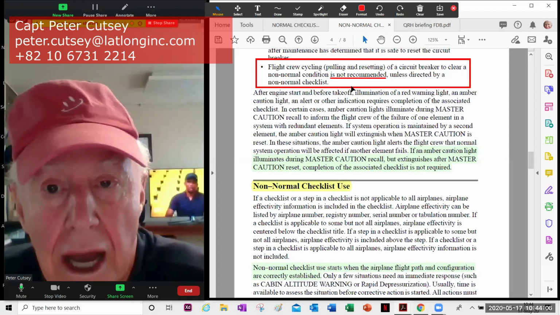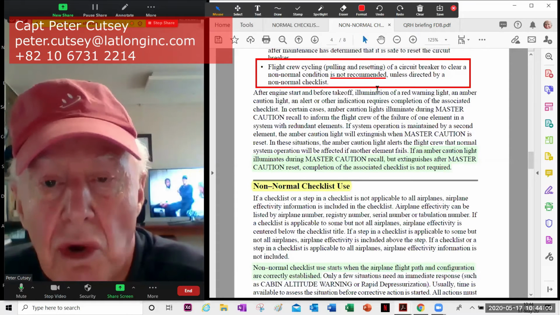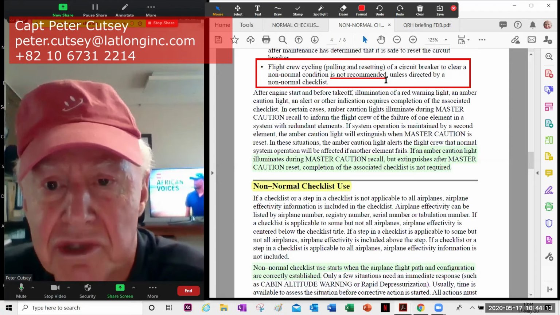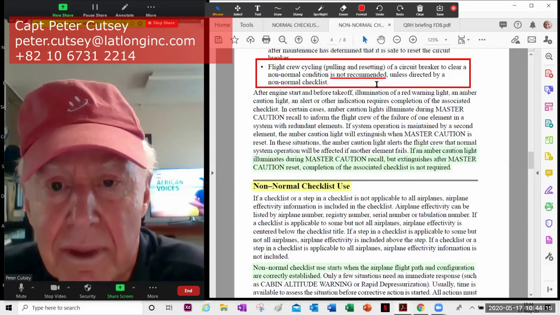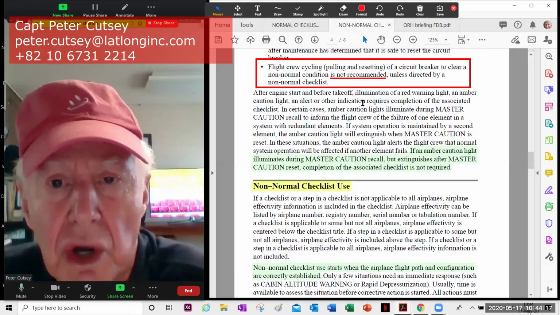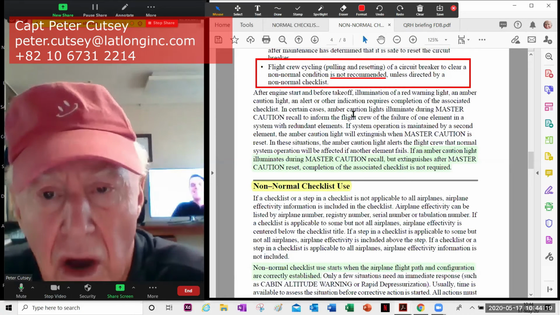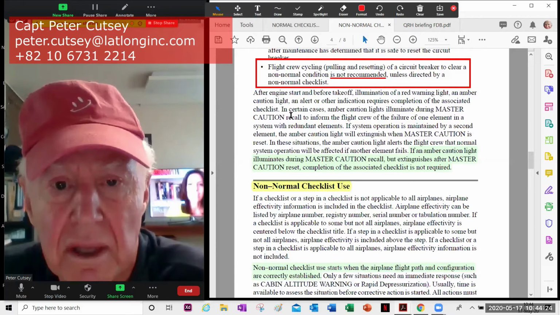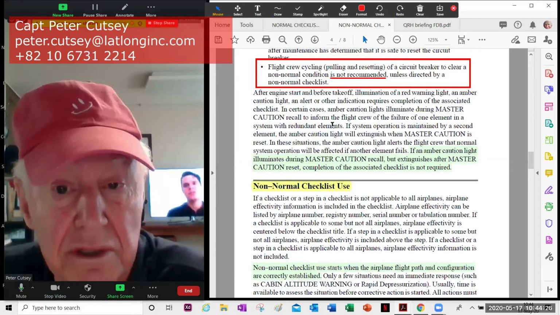The reason why I'm reading this to you is it's so important that you follow what the aircraft manufacturer states. And it's all in the book. You don't do your own thing. You follow the procedures explicitly. That's why this chapter is of most importance.